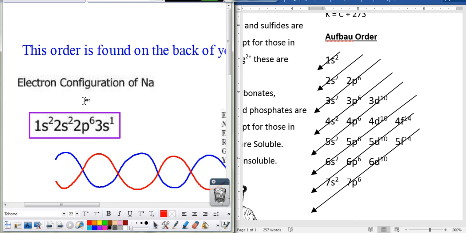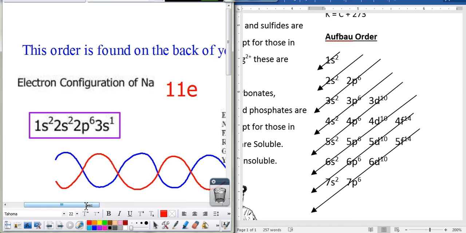So sodium has 11 electrons, so we had to start off with the first two, then the next two, the next six, the next one. 2, 2, 6. Wait a minute, that says 2. 2, 2, 6, 2. Well, the 3s could hold 2 electrons, but sodium only had 1 left. So we had to stop at 3s1.